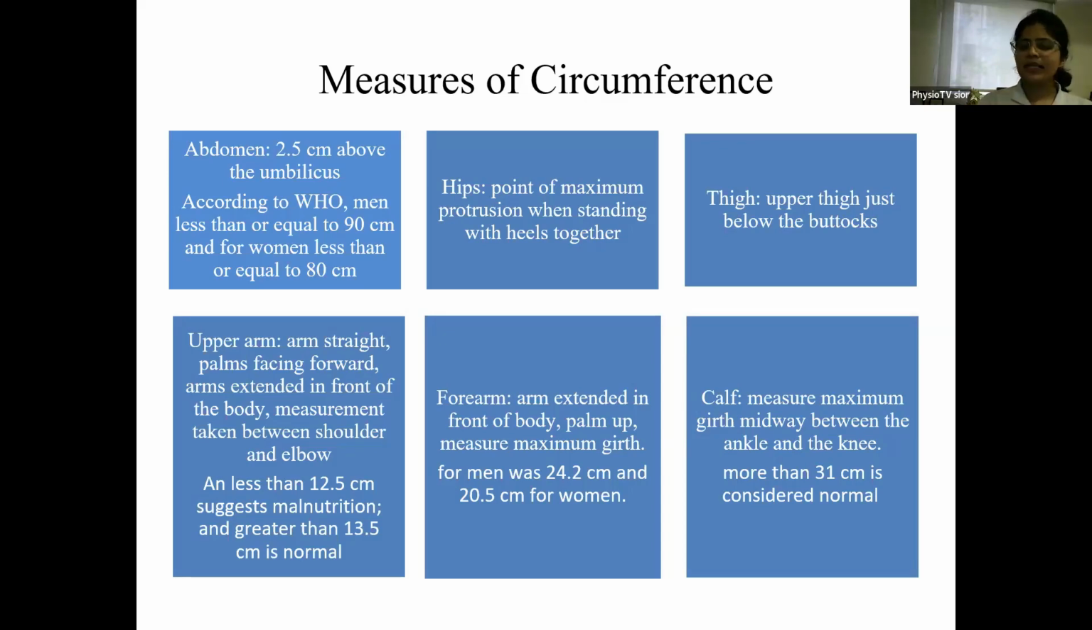For thigh, the upper thigh just below the buttocks. For upper arm, between the shoulder and elbow. For forearm, the arm extended in front of the body, palm up, and measure the maximum girth area. Then for calf, measure the maximum girth midway between ankle and the knee. According to WHO, they have given the normative values for all.